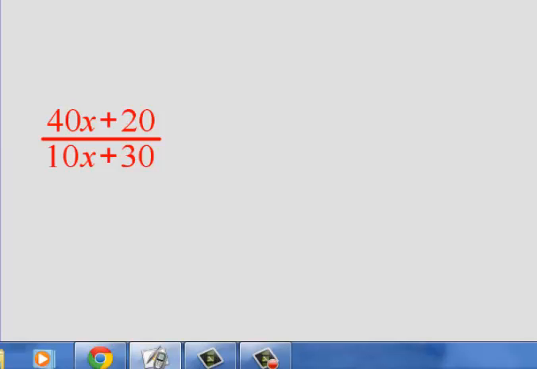Is everybody okay with that process, you think, maybe? Bottom problem here. 40x plus 20. Is there anything I can factor out of those two? 20. Okay, and what does that leave me with?